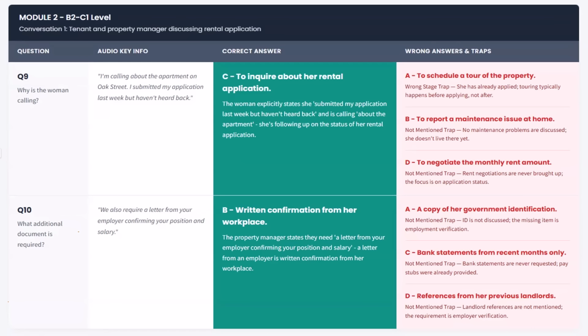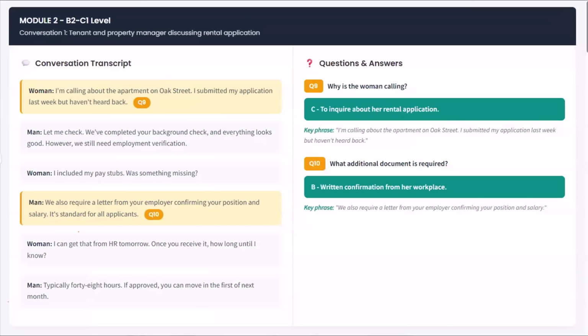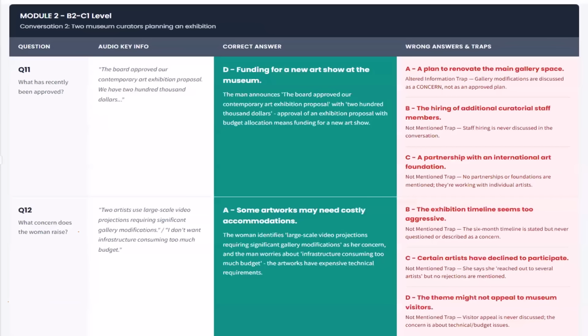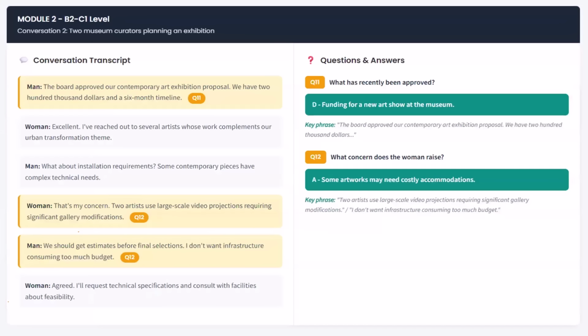9 was C, 10 is B. This is what it looks like in terms of the transcript. There's 11 and 12. 11 was D, 12 was A. You look at the wrong answers and some of the traps they use. And here we go with the transcript.